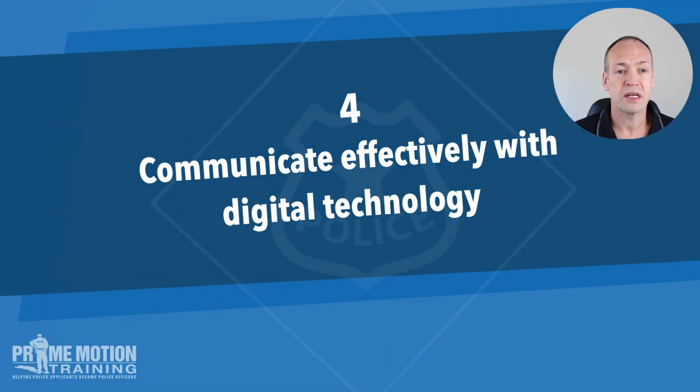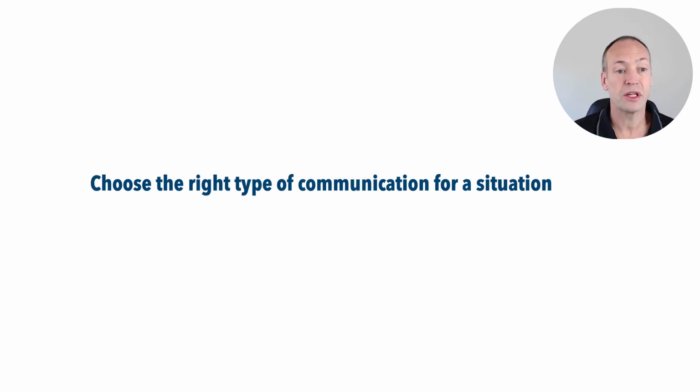Alright, and the last one is communicate effectively with digital technology. Effectively and appropriately is probably a good description as well. Alright, so let's look at some of the things we can expect to be tested on in this category. Your ability to choose the right type of communication for a situation. Now that could be that it would be appropriate to send an email, it would be appropriate to send a text message, or to go into some sort of closed environment and leave comments for a group.